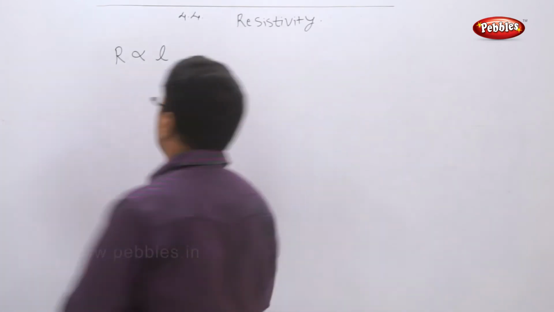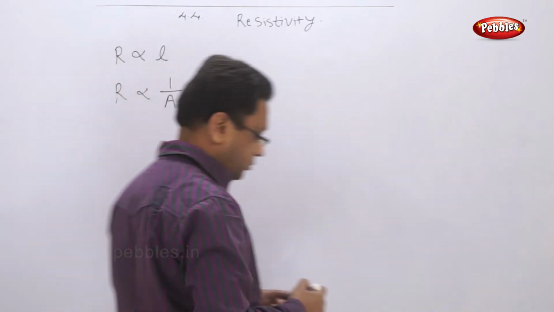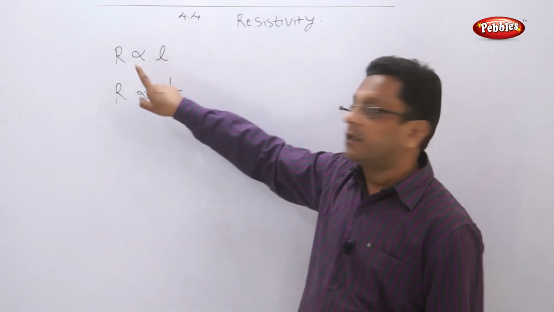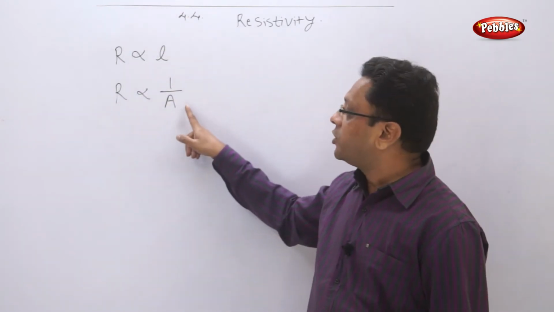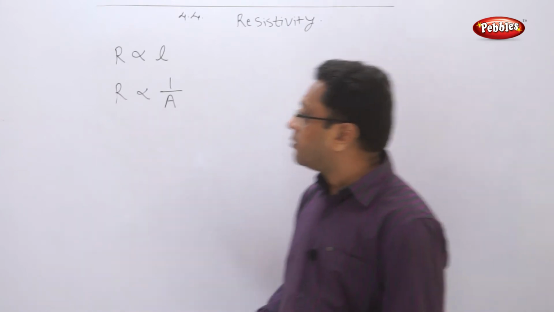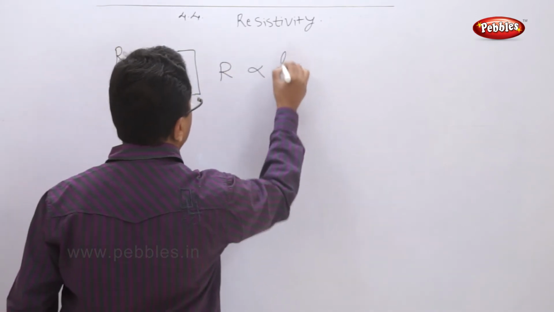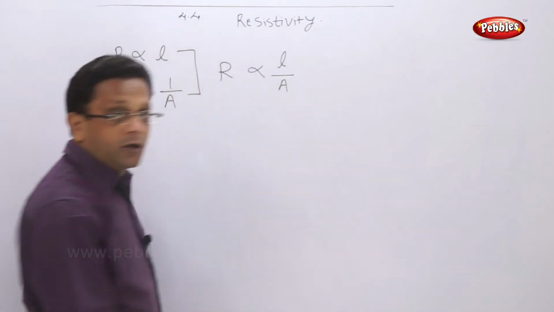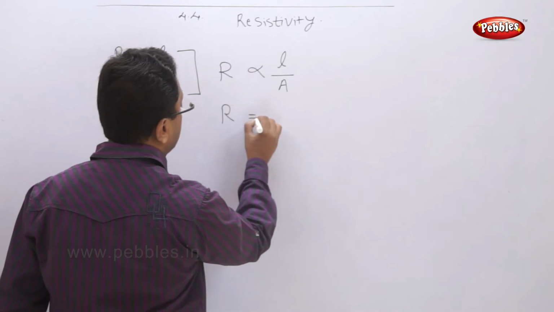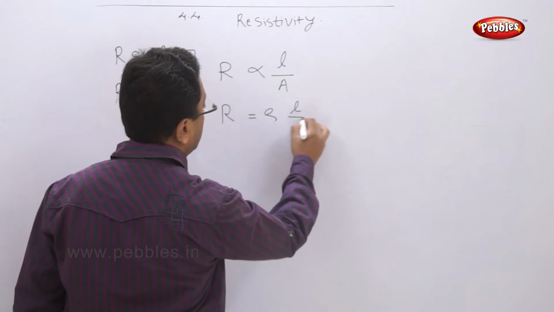So my resistance is inversely proportional to the area of cross section. That means when the length increases, the resistance increases, and when the cross section area increases, the resistance decreases. It is inversely proportional. Now when I combine these two, what will I get? R is directly proportional to length upon cross section area of a conductor. To eliminate this proportional sign, I will have to take some constant, which will be rho L upon A.